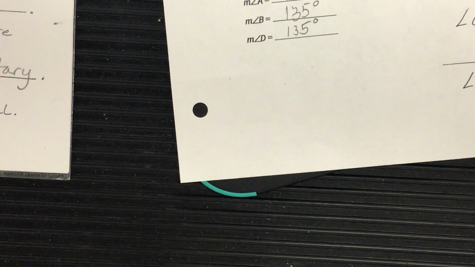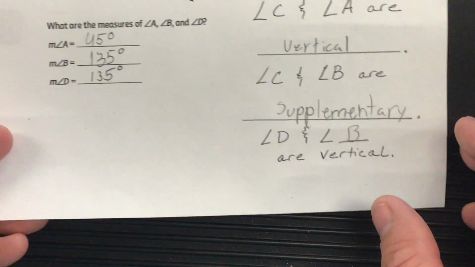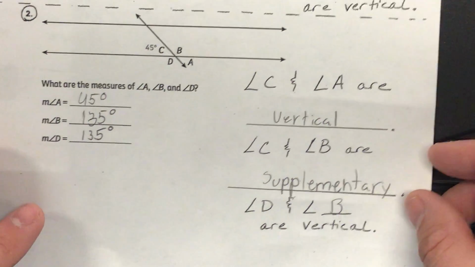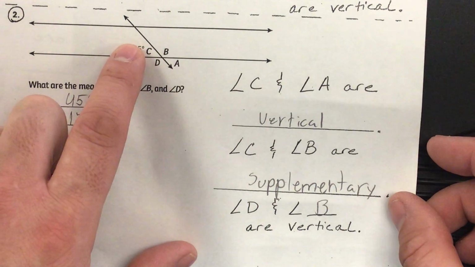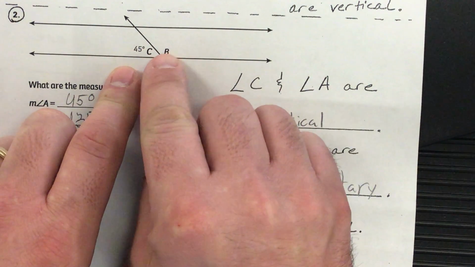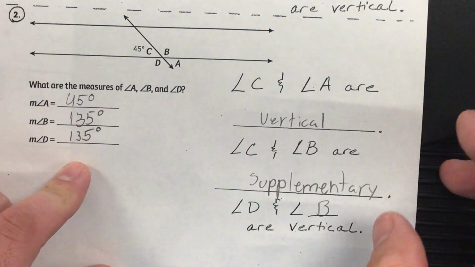All right. Let's see if we agree with Landon. Landon, did you just use my key? No, I have it written down here. C and A are vertical. They are across from each other. C and B are next to each other. They're adjacent, next to each other. That's supplementary. B and D, vertical. They're across from each other.